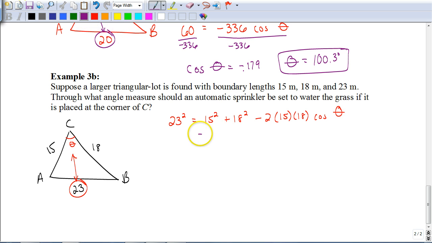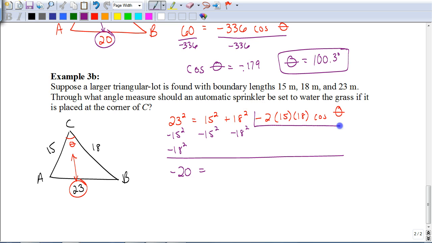Again, start by subtracting 15 squared and 18 squared from both sides. Doing so results in a negative answer this time. This ends up being negative 20. And then simplify this portion here. Well, negative 2 times 15 times 18 is going to be negative 540 times the cosine of our angle.